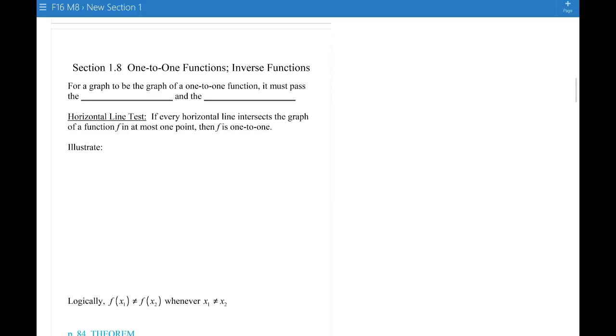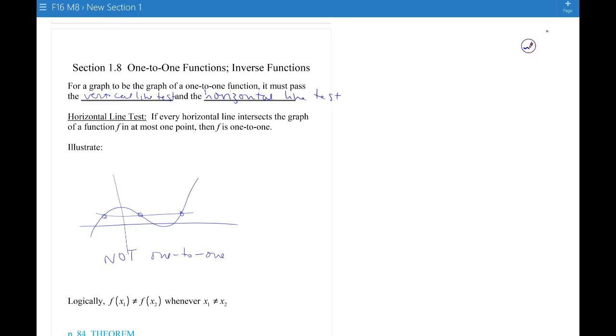But for a graph to be the graph of a one-to-one function, it must pass the vertical line test to be a function, and the horizontal line test to be one-to-one. So if every horizontal line intersects the graph of a function at most one point, then f is one-to-one. So this graph is not one-to-one. It is a function, but not one-to-one.